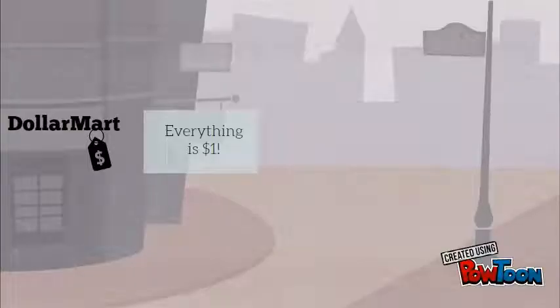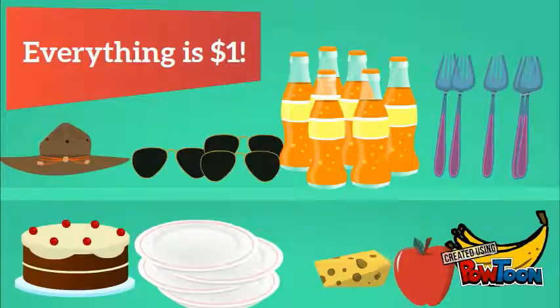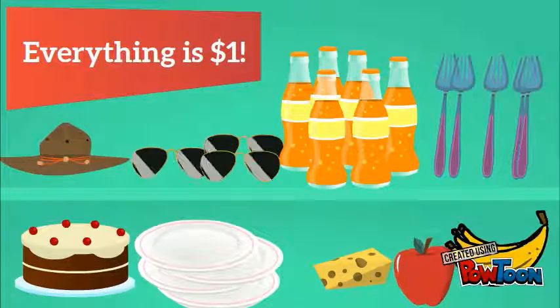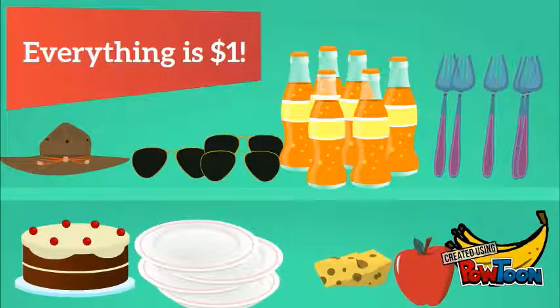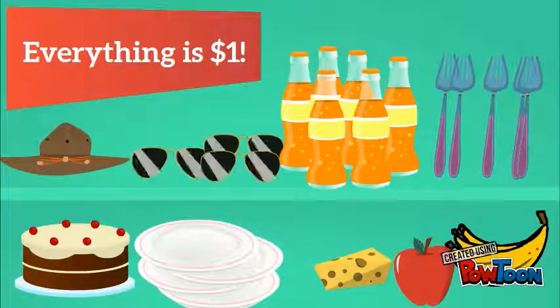So let's imagine that a new store called Dollar Mart has just opened up on the corner. Let's go check it out. Once inside, we find out that each item only costs $1. So to get a better idea of how much we can buy, we're going to try to graph the relationship of cost per item.